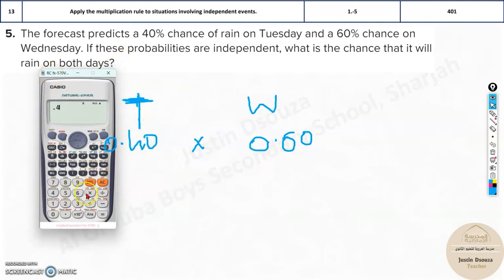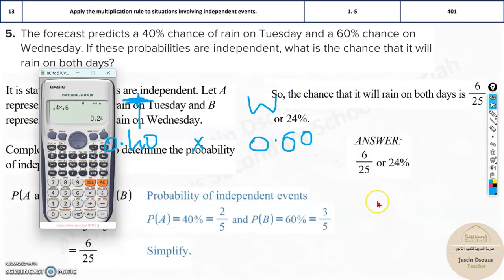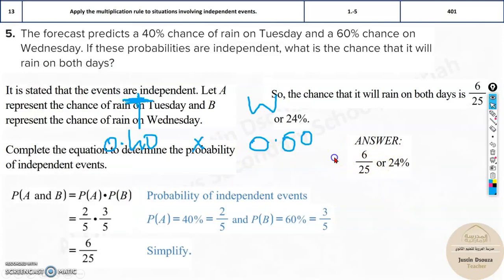0.4 multiplied by 0.6. The answer is 6 by 25, or 24%. The final answer is 24%. Now here it is 6 by 25.